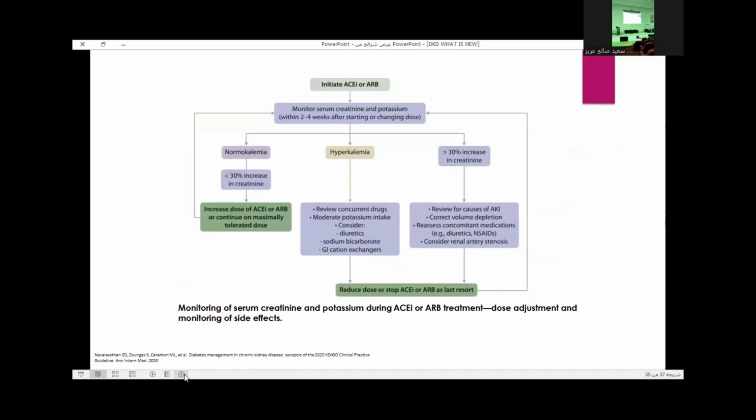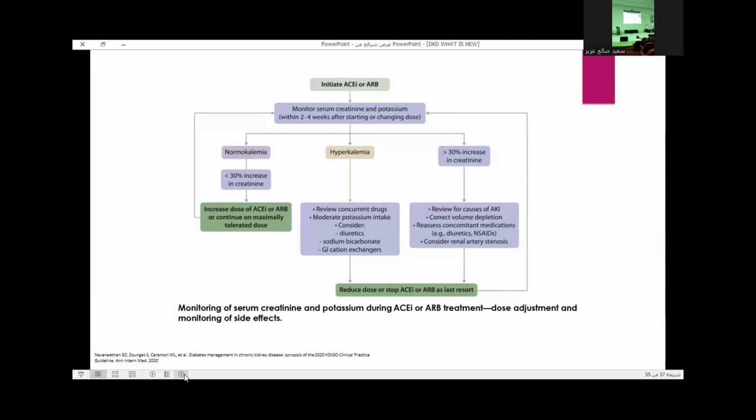So as we know, most of the studies confirm that ACE inhibitors and ARBs are usually associated with hyperkalemia or an increase in the serum creatinine. Because of that, we usually advise monitoring 2 to 4 weeks after we initiate these drugs. If the patient has a normal potassium and an increase in serum creatinine of less than 30%, we do nothing in terms of the treatment.